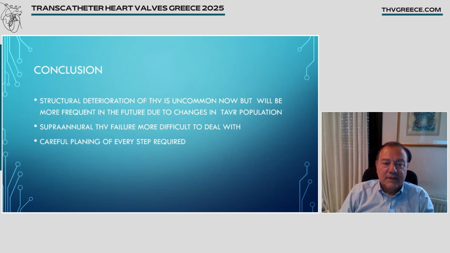So in conclusion, in the past we didn't see much structural deterioration of the valves. It was uncommon, but now it will become more and more frequent due to changes in the TAVR population. The supra-annular TAVR failure is more difficult to deal with, and you need to do careful planning in every step of the procedure. Thank you for your attention.